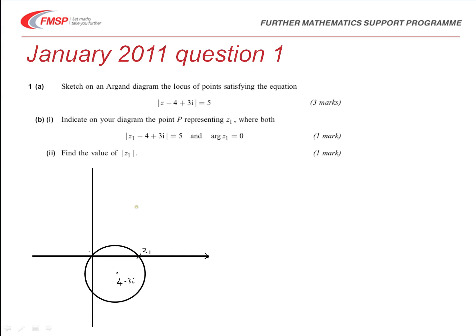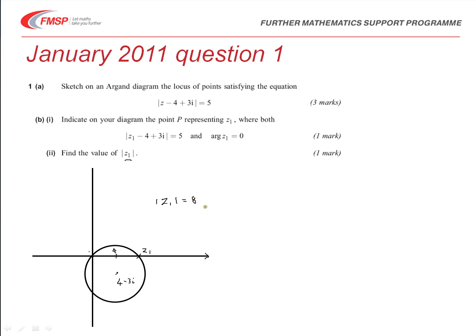Now in the second part of part B it asks you to find the value of the modulus of z1. The easiest way to do that is to just use the symmetry of the diagram, because we know that the centre of the circle was at 4 minus 3i, so from the origin to halfway along this line is 4, and so z1 must be at 8, so the modulus of z1 must be equal to 8. It's just its distance from the origin.